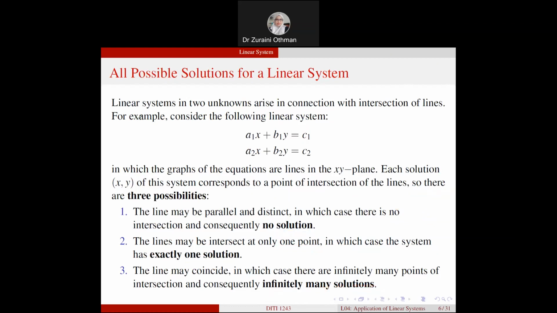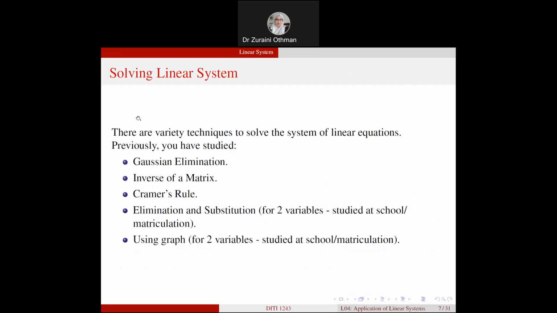This is how we can solve linear equations. Okay, like in tutorial 3, you are supposed to know already. We learned about using Gaussian elimination, which is where we apply ERO. Then we use the inverse of a matrix, which is where we find the cofactor, adjoint, then we find the inverse of the matrix and multiply with B. So that's what we call the inverse of a matrix.